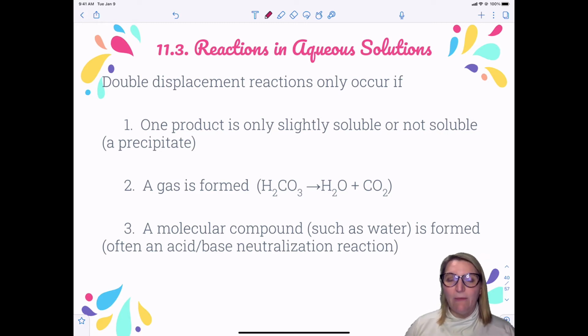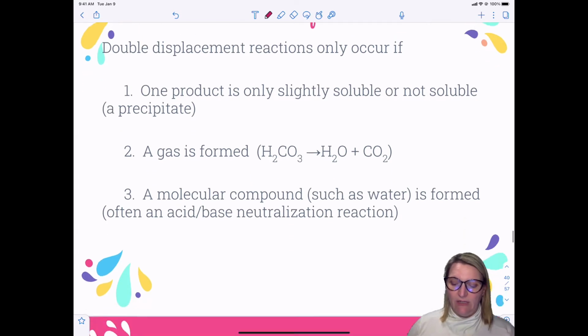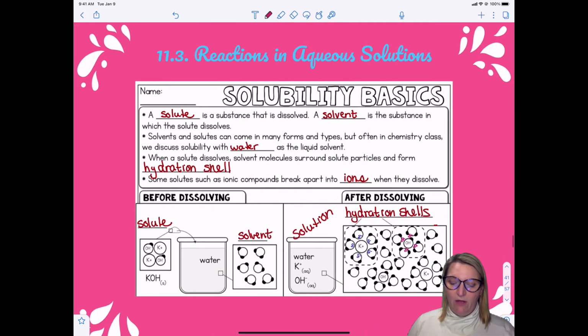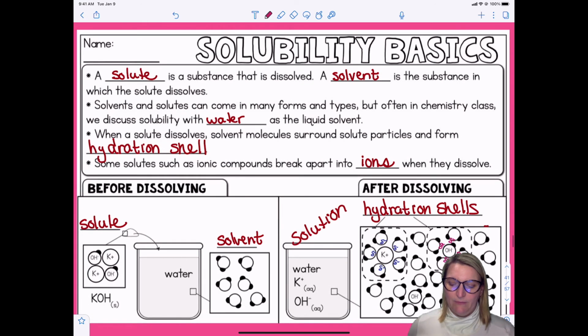So these double displacement reactions will only occur if a precipitate forms, if one of the products is a gas, or if one of the products is like water, which does not dissociate. So we're going to go through each of these three examples, focusing mostly on that first example, the precipitate one. So now we're just going to start reminding ourselves a little bit about what we know about solubility, right?